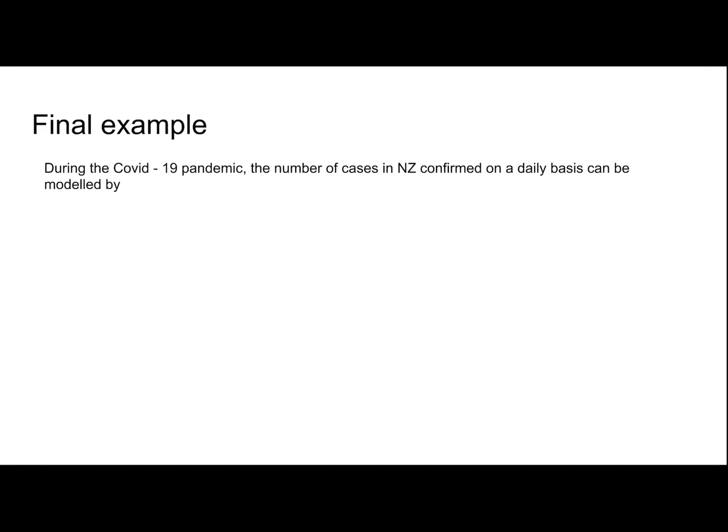Right, so one more question here. When I say one more question, I actually mean 3 more questions, but yeah. During the COVID-19 pandemic, the number of cases in New Zealand confirmed on a daily basis can be modeled by cases equals 1.1243 e to the power of 0.3974 t. So that's an exponential, okay? So t is the time in days, and this is valid for t between 0 and 11.